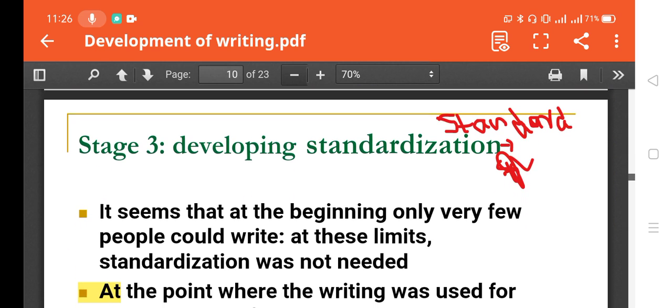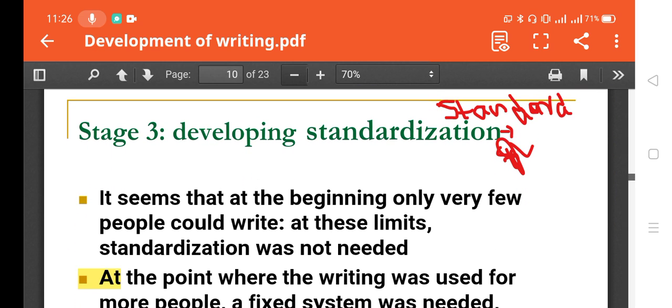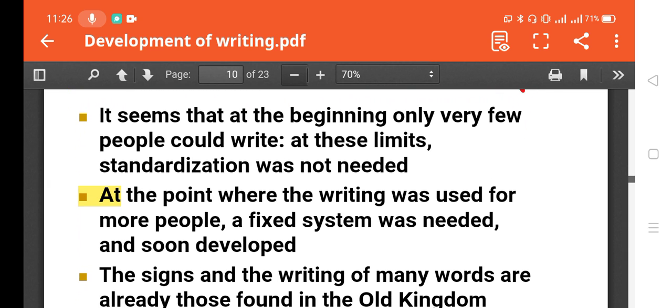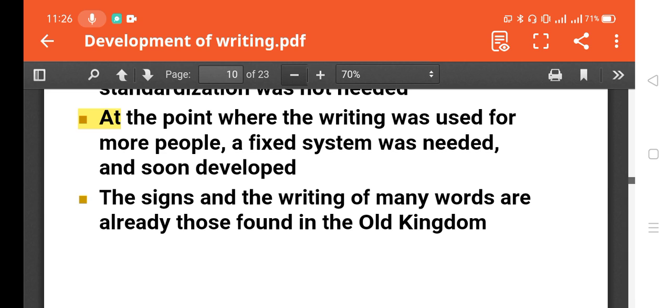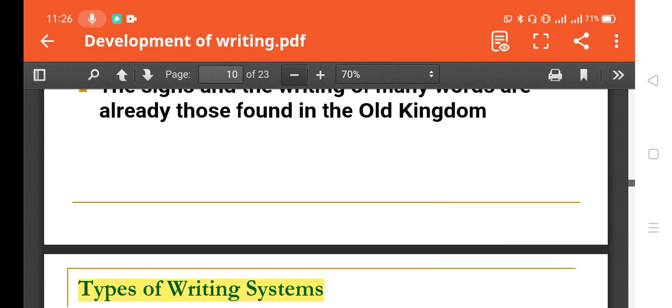Stage 3 is developing standardization. Standardization means to make something standard or valuable. At that point, where writing was used by more people, a fixed system was needed and soon developed. The signs and writing of many words are already those found in all kingdoms.